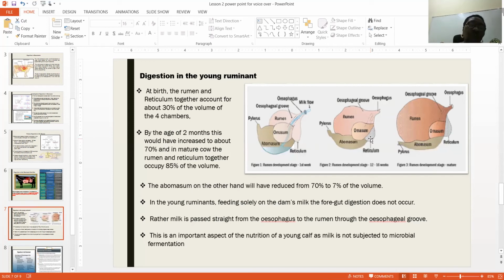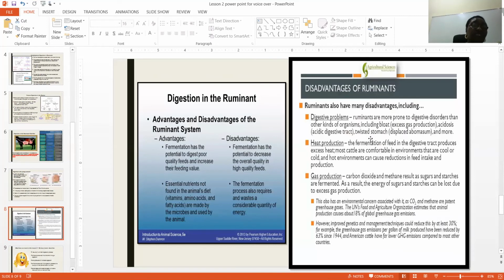So as this action of suckling reduces, the reflex to create this groove now ceases, and the food now normally passes through the normal process in the adult stomach. This is an important aspect of the nutrition of a young calf on milk and is not subjected to microbial fermentation. So we should note that as a major difference between the digestive system of the young ruminant on milk and that of the adult ruminant on forage.